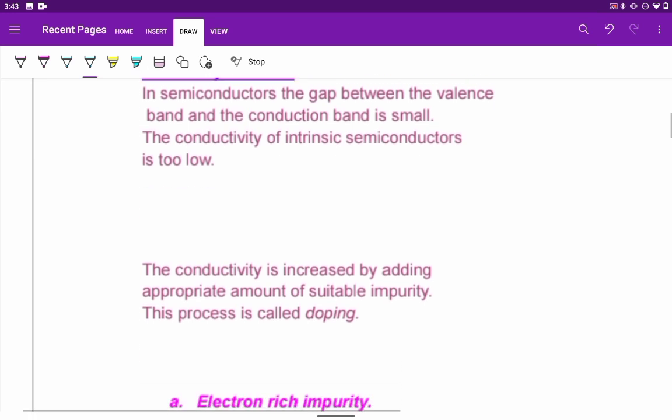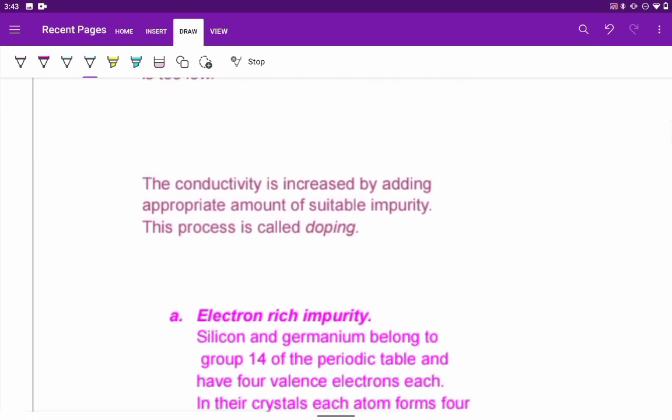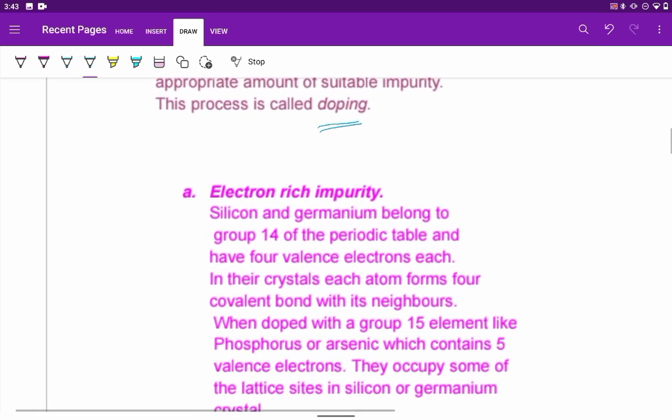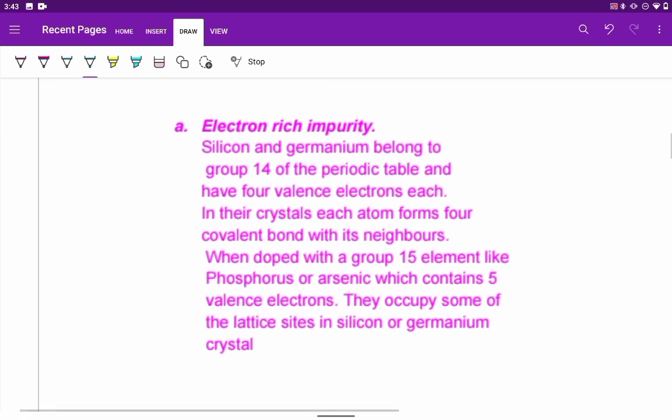Now, if we want to increase the conductivity, we can do so by adding an appropriate amount of some impurity. Impurity means some other elements, and this process is called doping. Now, this can be done in two ways. We can add two types of elements, and I will explain how that will help to increase the conductivity.